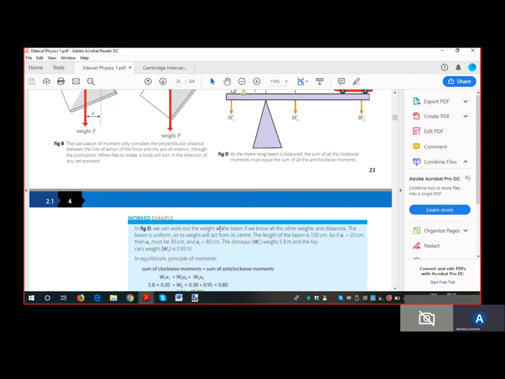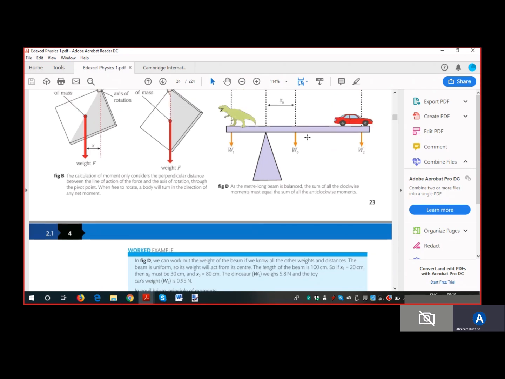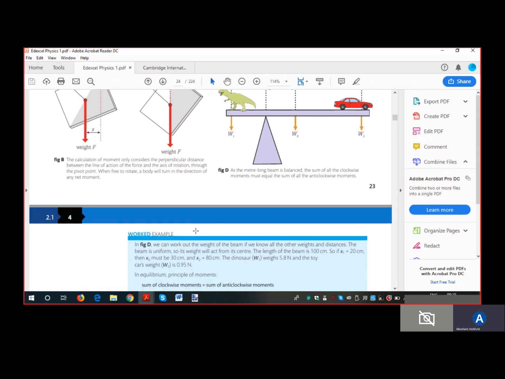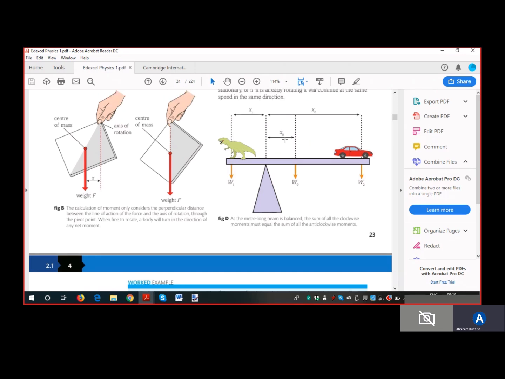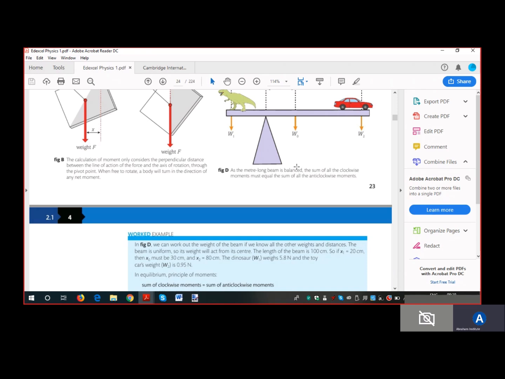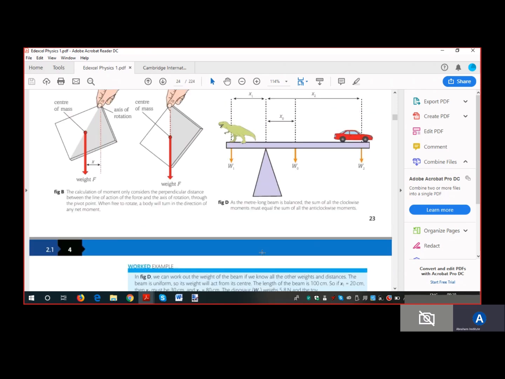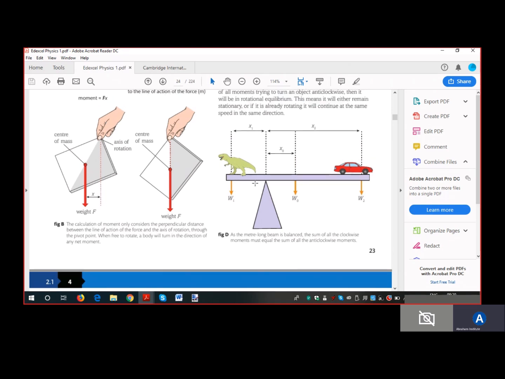Okay, so we can work out the weight of the beam. The weight of the beam acts on the beam, so that is fine. We can draw it on the beam. If we know all the other weights and distances, using the principle of moments, if this is in equilibrium, we can find the weight force of the beam. The beam is uniform, so its weight will act from its center.